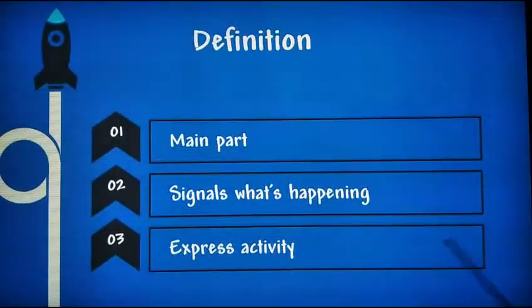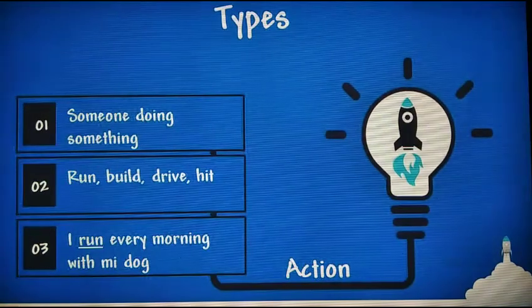First of all, we need to begin with the definition of the verbs. They are the main part of a sentence because they express or signal what's happening in a sentence. They express activity, they can change the tense of a sentence, and they are the ones that tell us what's going on in the sentence with the subject, with the nouns, and everything. There are many types of verbs.